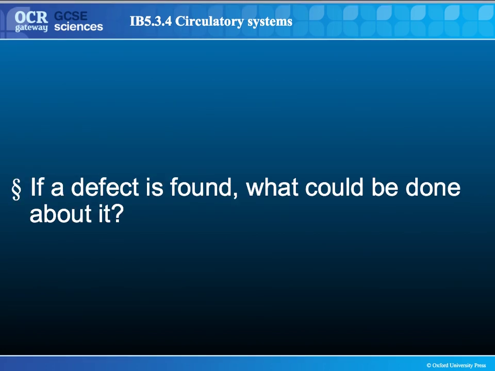So if a patient is diagnosed with an irregular heartbeat, or if it's too fast or too slow, they may need an artificial pacemaker. Once this is fitted, it will provide the heart with the normal electrical impulses that will allow the heart to beat normally.